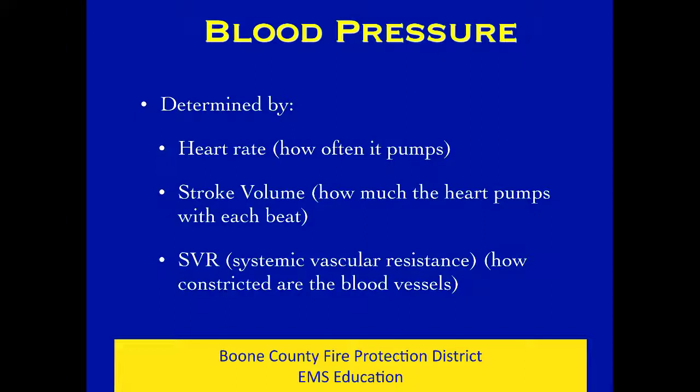Remember, blood vessels can constrict or they can dilate. They can get smaller or bigger. So the amount of space in the pipes can be reduced or increased. And that amount of resistance caused by the size of the pipes is the SVR. Three parts of blood pressure.